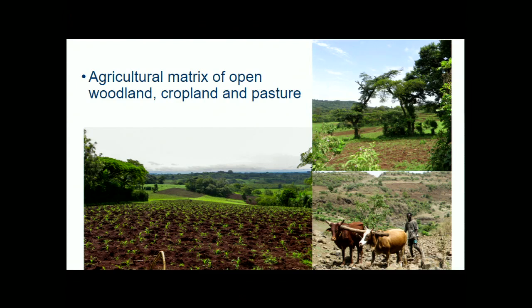The rest of the agricultural matrix is a bit more intensive, so you've really lost most of those trees. You're going to have areas of open woodland, but also a lot of annual croplands and pasture.